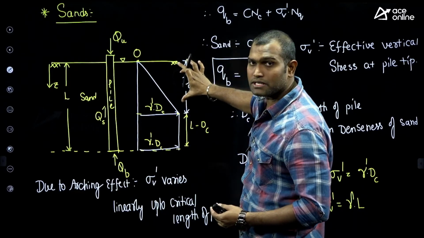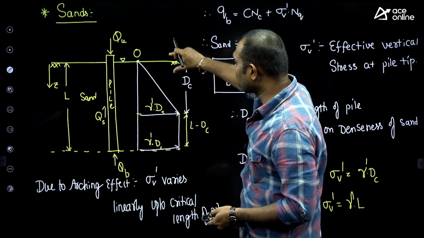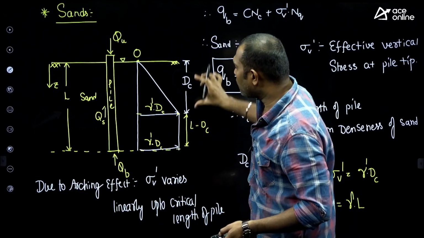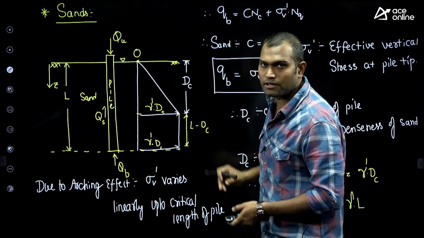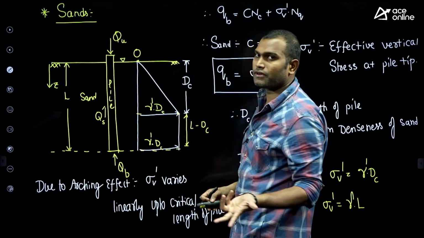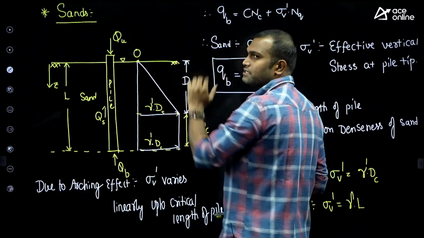In the DC length, the average is different. In L minus DC, the average is different, right? So now I have to take both averages. Again, I have to go for the weighted average. So what is the average in a length of DC? Top is 0, and this is gamma dash into DC, a linear variation, so the average is exactly half. Gamma dash DC by 2, that's the average over length DC.